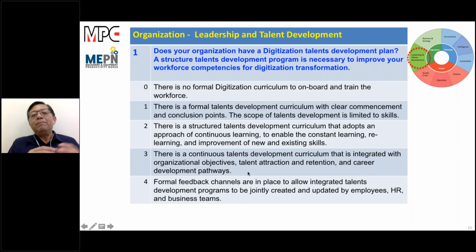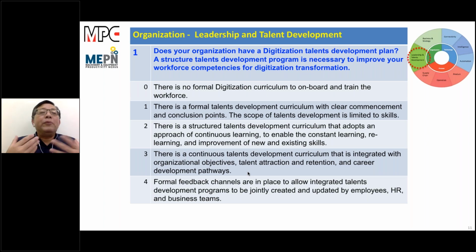The pathway means that the organization already has a very clear plan. They are moving toward Industry 4.0 or digitization. So they already have a curriculum, and they know who to recruit to take care of the digitization task force. Then you already have an integration program, with the organization objectives in there, and you try to retain the talent that you have developed. So that is the whole idea.